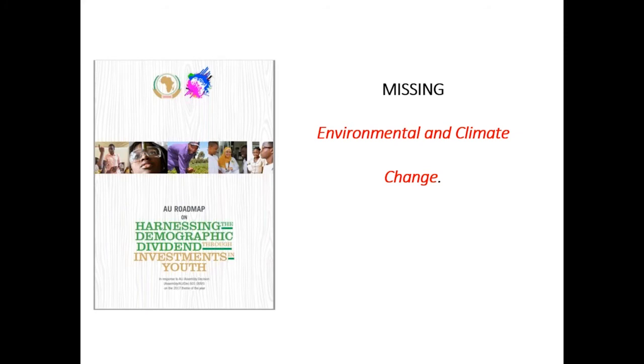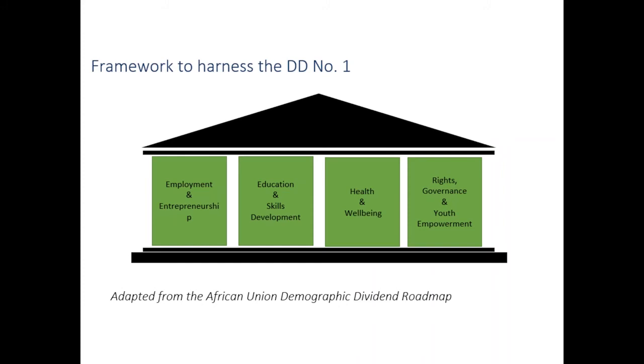So I wanted to just go back to the AU theme. The AU has the roadmap on harnessing the demographic dividend through investments in youth, which African countries are now adopting, and their strategies are revolving around this AU roadmap. But the key thing to note is that despite these connections we are showing between population, health, and environment, among the pillars within the AU roadmap, you don't see the environment and climate change focus.